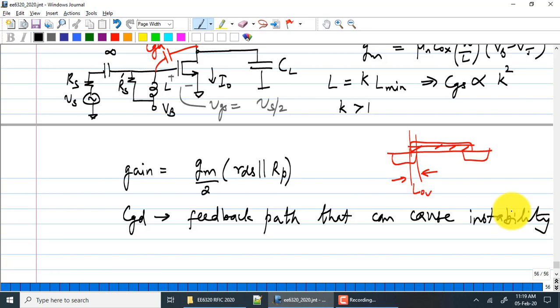Maybe in the next class. Okay, I will brief you on S parameters. Quick refresher on S parameters.